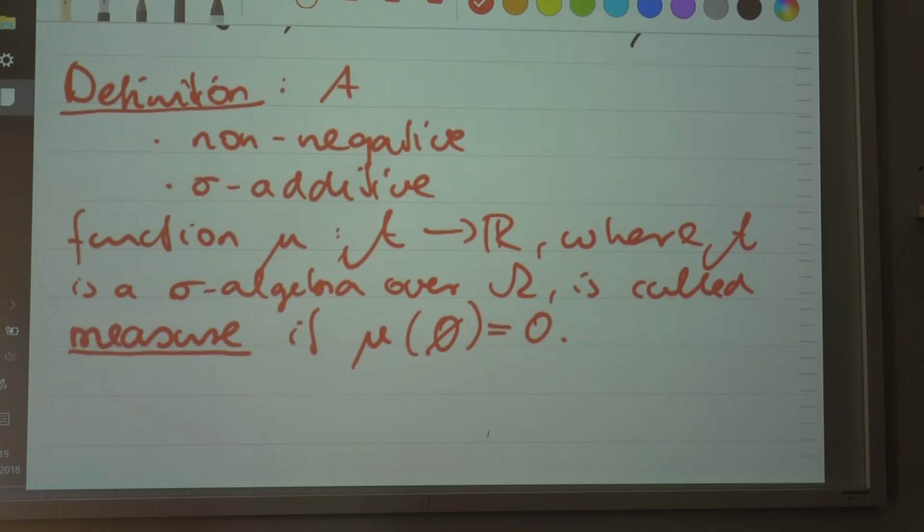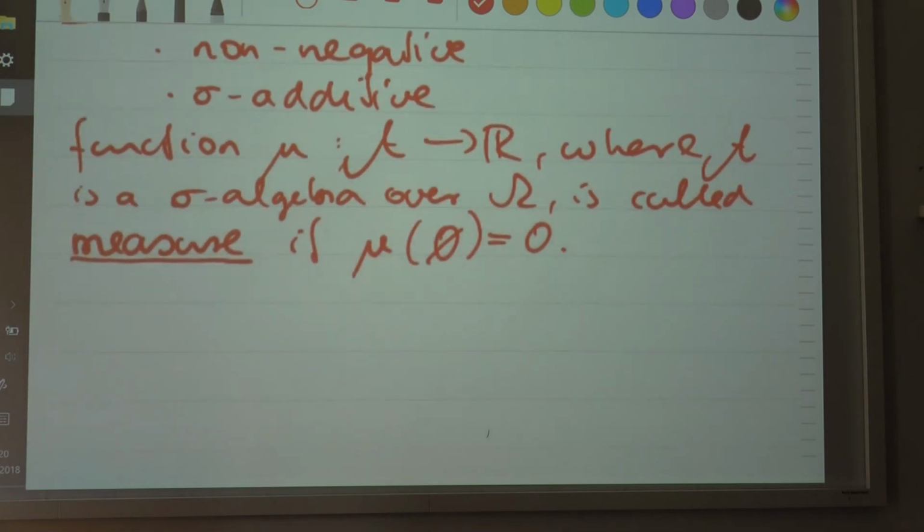So if the image of the empty set is equal to 0 for a sigma-additive function, then the function is called a measure. That's it. And that can be ensured by just one set: if one set has a finite image, then the function will automatically be a measure, because the empty set has a 0 image. This is what a measure is.